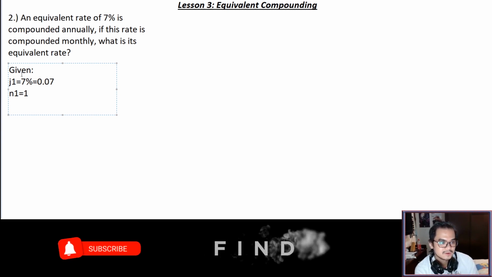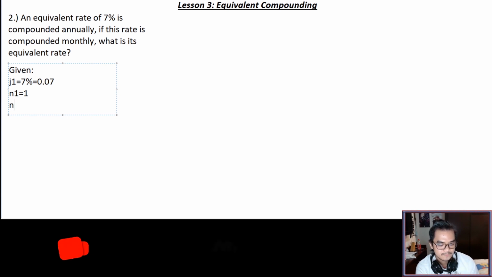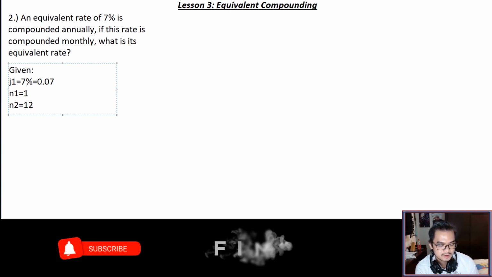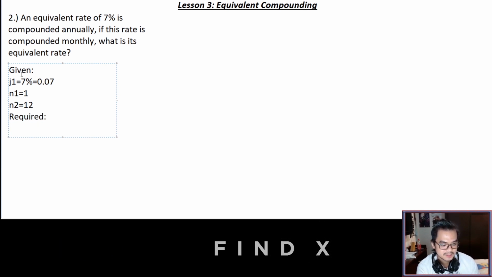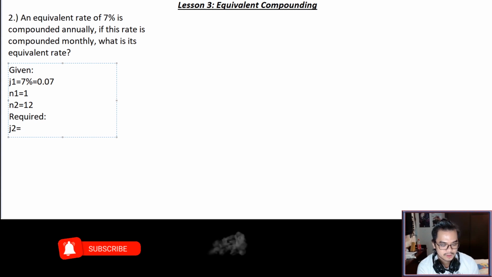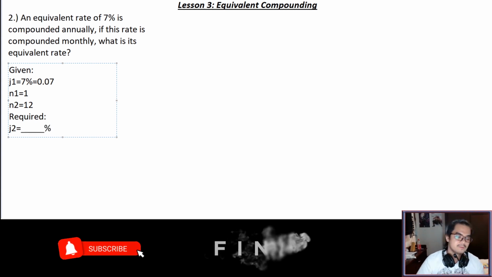And the next is compounded monthly. So we want to make it compounded monthly. So if monthly, you are paying 12 times a year. So what is now the required? So now we are required to find again J2. This must be in percent.